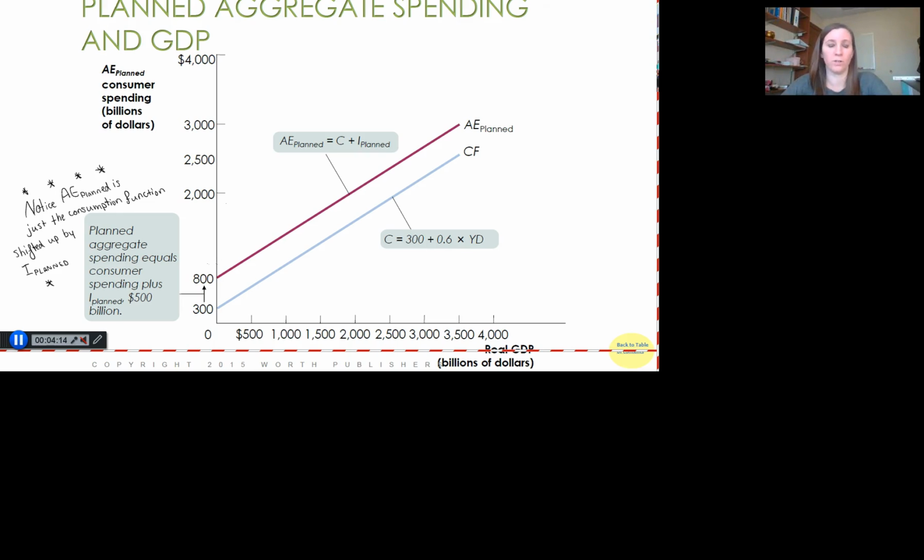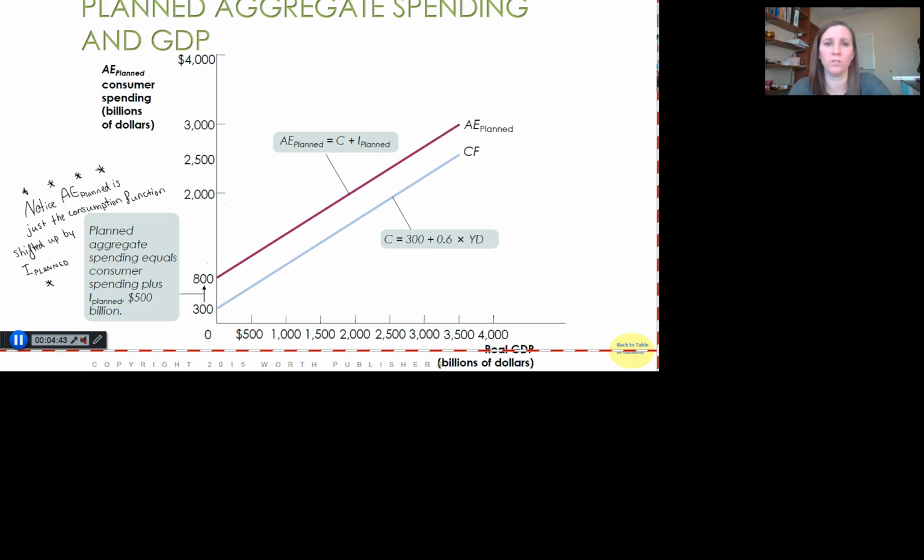Here's a visual of what we just put in the table, right? Here's a visual of the graph. Notice that planned aggregate expenditures is on the Y axis and real GDP is on the X. And we graph this. For any value of GDP, what's our planned aggregate expenditures? That's taking the first column on the left and the last column on the right and graphing them.